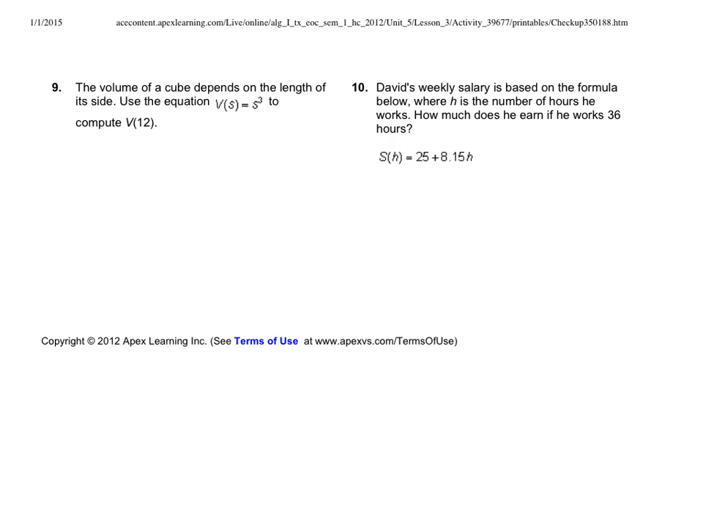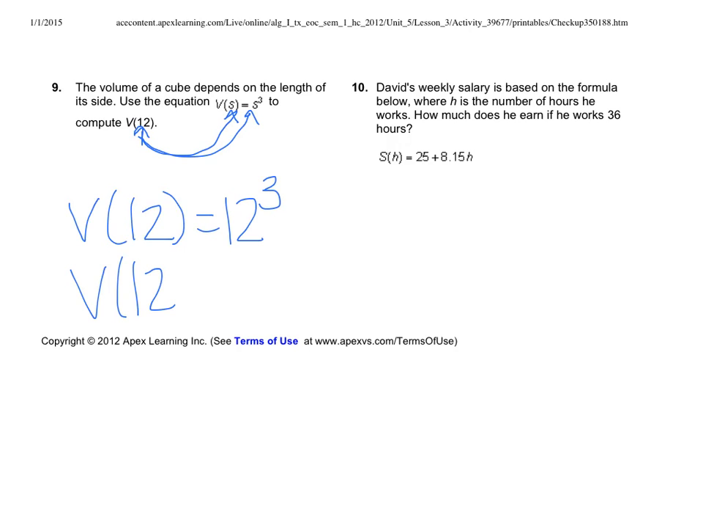So lastly, number 9, it says the volume of a cube depends on the length of the side. So we're supposed to use the V of s equals s cubed to compute V of 12. So this means 12 is in the parentheses, so we're going to take 12 and plug it in here for each of these s's. So V of 12 equals 12 cubed. And we're going to go to the calculator. That means 12 times 12 times 12. So V of 12 equals 1,728.